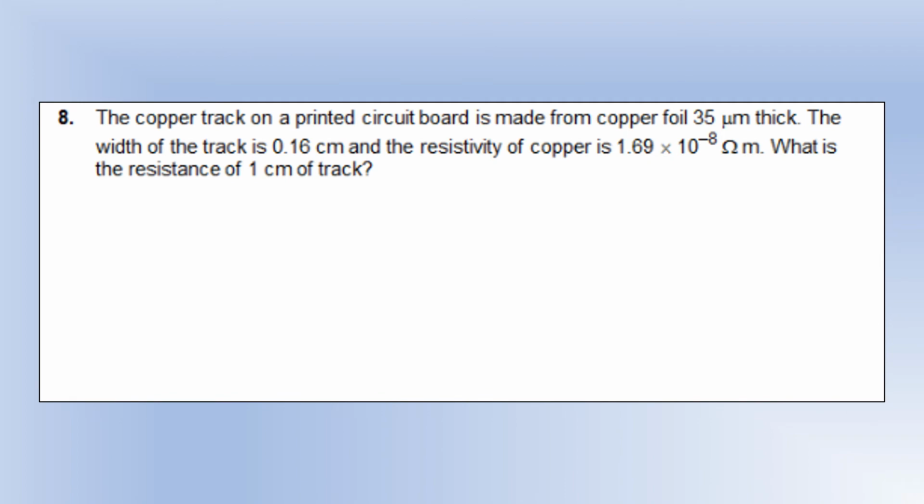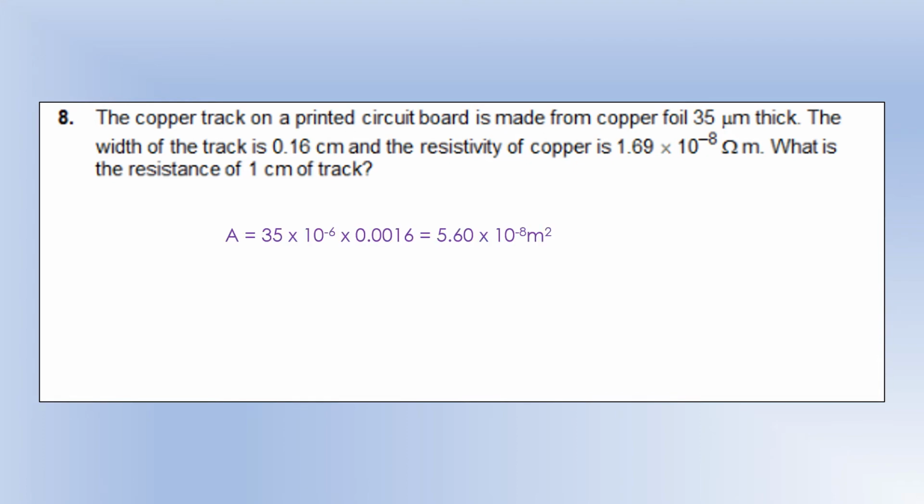So copper track on a printed circuit board is made from copper foil 35 micrometers thick. The width of the track is 0.16 centimeters. The resistivity is 1.69 times 10 to the minus 8 ohm meters. What is the resistance of a 1 centimeter track?